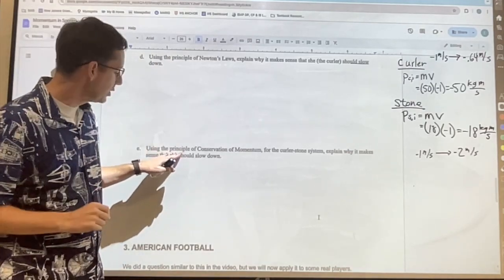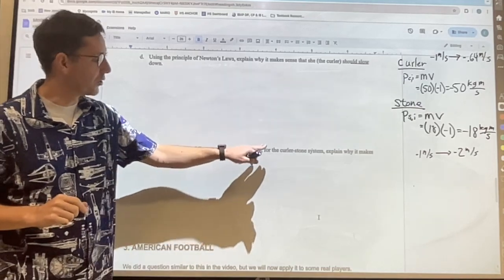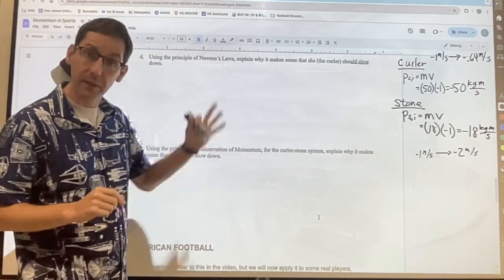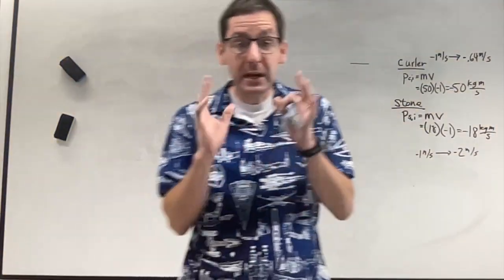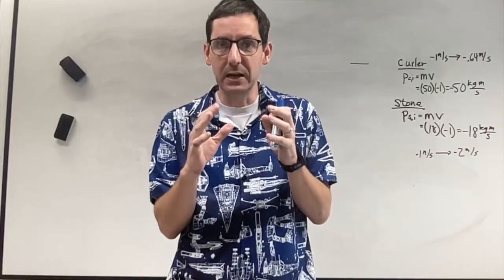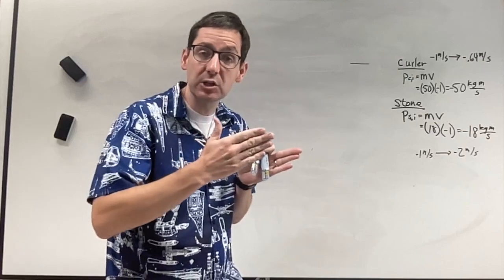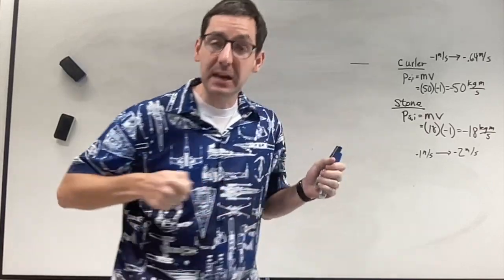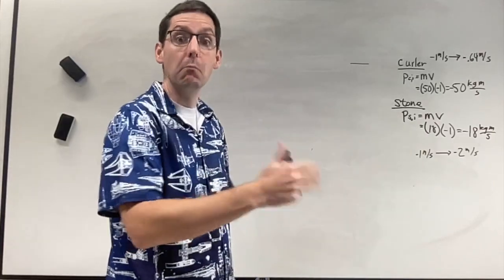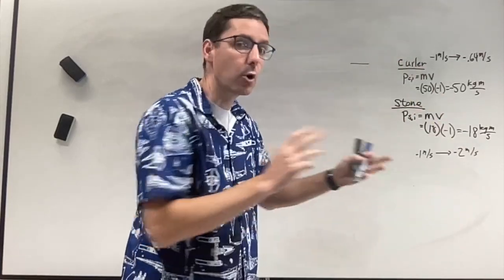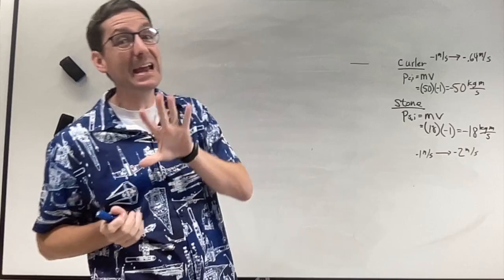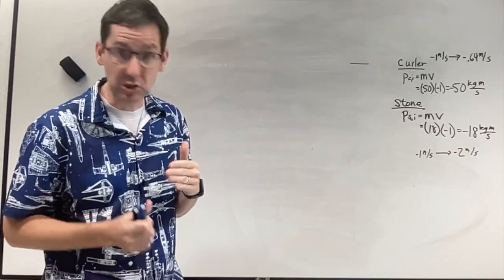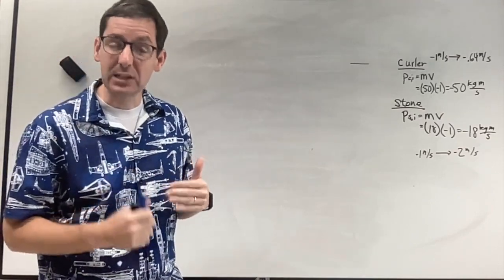Next, using the principle of conservation of momentum for the curler-stone system, explain why it makes sense that she should slow down. Well, that's what we just looked at with the conservation of momentum. We just calculated that, right? Initially they had some momentum in this direction, so in the end, the total momentum still needs to be in that direction. But if she gives the stone more momentum in that direction, in order for momentum to be conserved, she has to lose momentum in that direction, or at least gain it in the opposite direction. And so that's what happens.